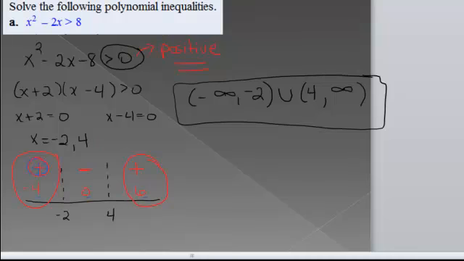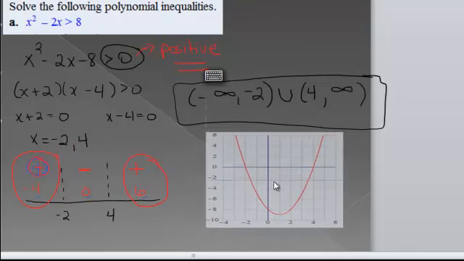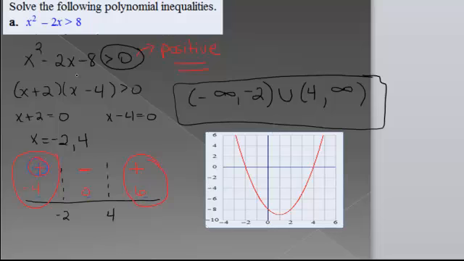Another way you could come up with the solution set is to look at the graph of that function. This is the graph of the function x squared minus 2x minus 8. You can see that between -2 and 4, the graph falls below the x-axis. This is the area where it is less than 0. So if you look this way and this way, this is where the graph is above the x-axis. That's where it is positive. That's why we wanted to use these two intervals, -infinity to -2 and 4 to infinity.